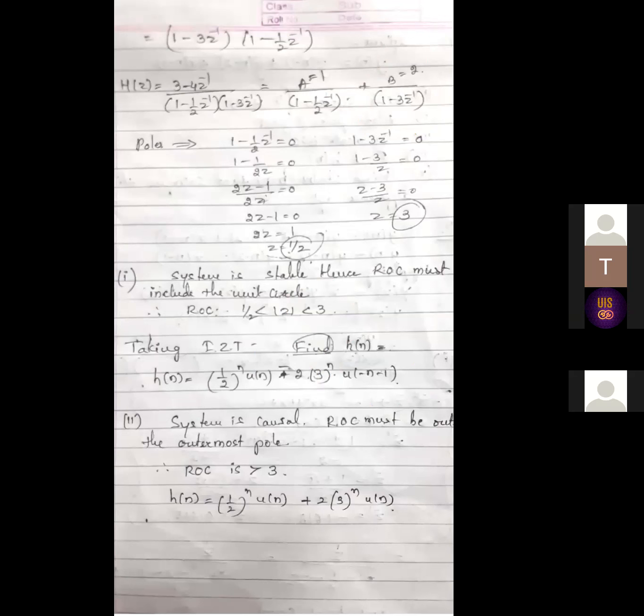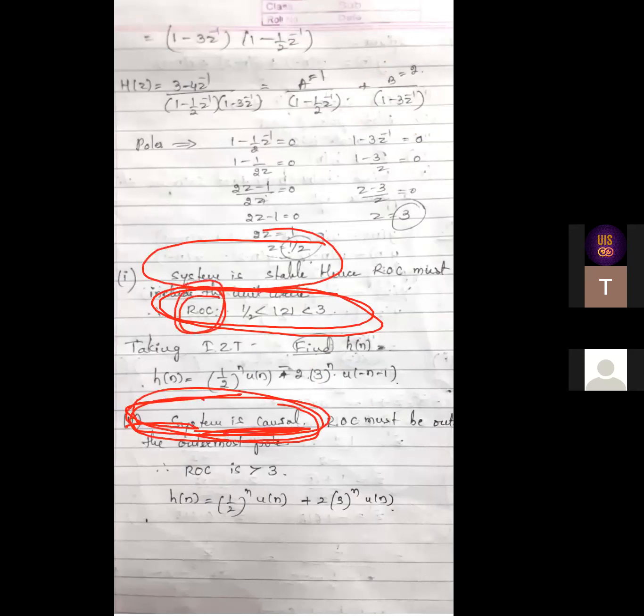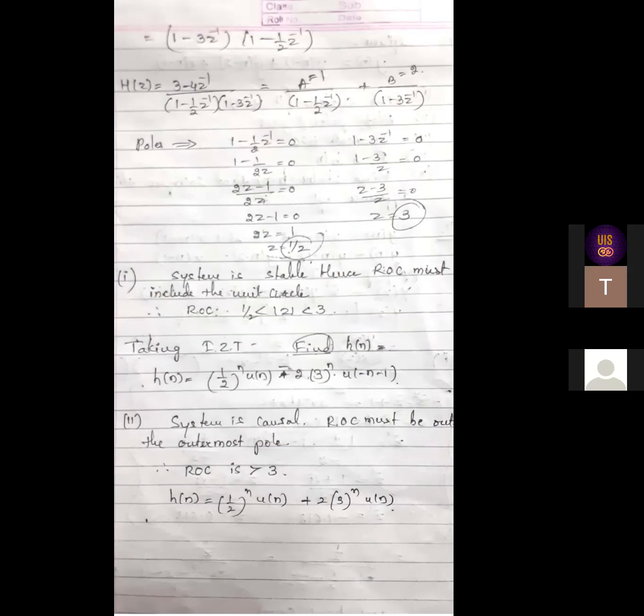Remember here, it's very important, ROC is this, because if this is the condition, then it shows that the ROC is including your unit circle. That is the condition for stability. This is for stable. Now the second sub question is, for the system to be causal, we need to go for ROC as well as H of n. We have to find ROC and H of n for these two. One we have completed already.